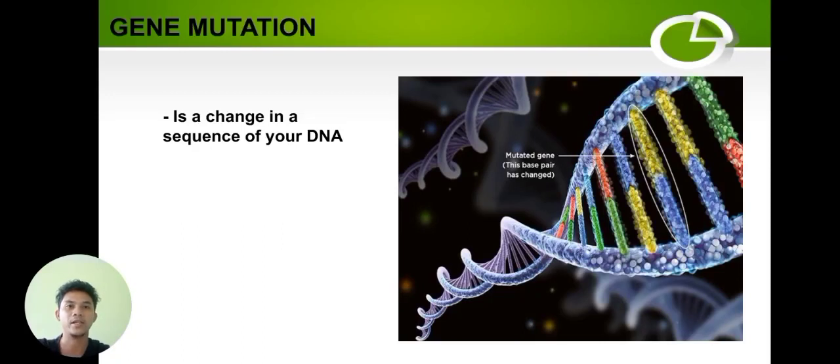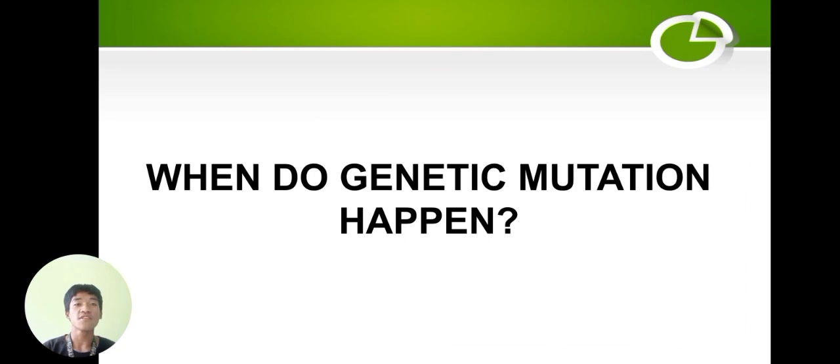Gene mutation is a change in the sequence of your DNA, which gives your cells the information they need to perform their functions. If part of your DNA sequence is in the wrong place, isn't complete, or is damaged, you might experience symptoms or genetic conditions. When do genetic mutations happen?